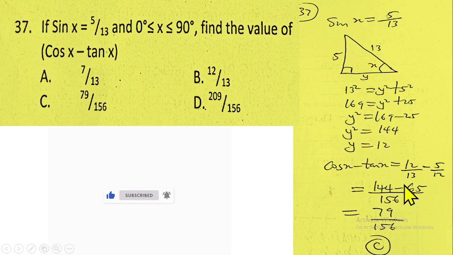Therefore, you can find cos x. Cos is adjacent over hypotenuse, that is 12 over 13, minus tan x. Tan is opposite over adjacent, that will be 5 over 12. From there, you can find the LCM, which is 156. 13 in 156, that will be 12. 12 times 12 gives us 144. Minus 12 in 156, that will be 13. 13 times 5 will give us 65. If you subtract, that gives us 79 over 156. And option C is the correct option for question number 37.